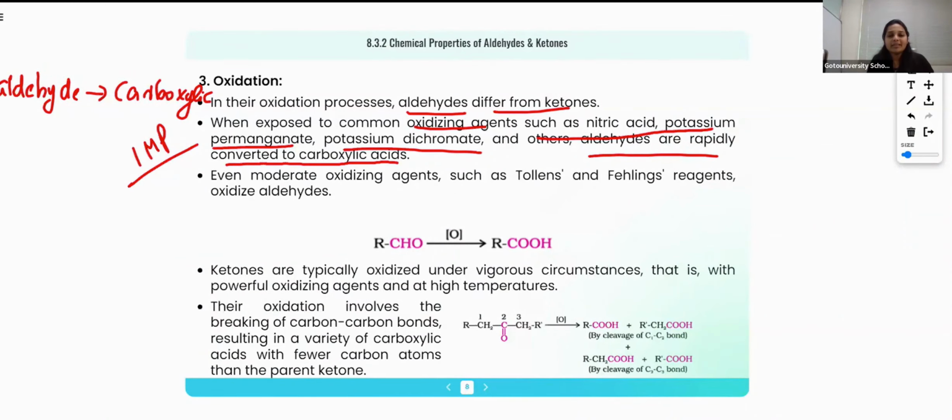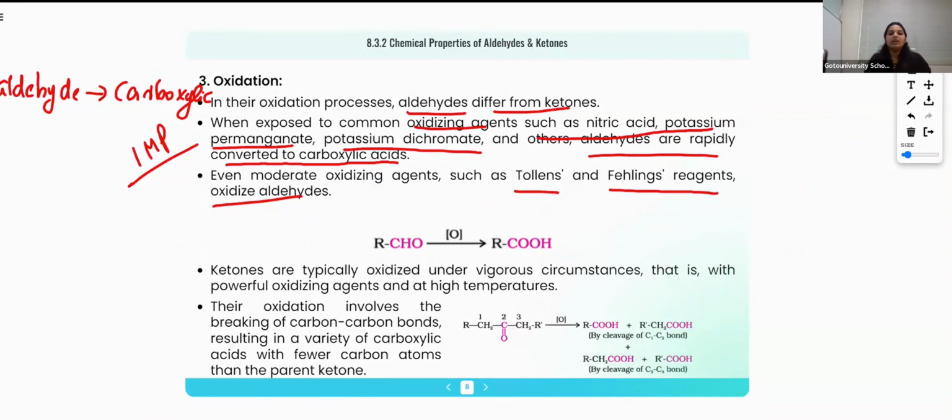Even moderate oxidizing agents like Tollens reagent and Fehling's reagent oxidize aldehydes. Normal oxidizing agents, I told you, are KMnO4 and K2Cr2O7, and also nitric acid we can use. But some other oxidizing agents are there. They are called Tollens reagent and Fehling's reagent. I will tell you what Tollens reagent and Fehling's reagent are. Before that, this one you will do in your practical, so no need to worry about that. You will see the change with the aldehydes. What is the change with Tollens reagent in an aldehyde? What is it with the ketone? All these changes you will see in practicals.